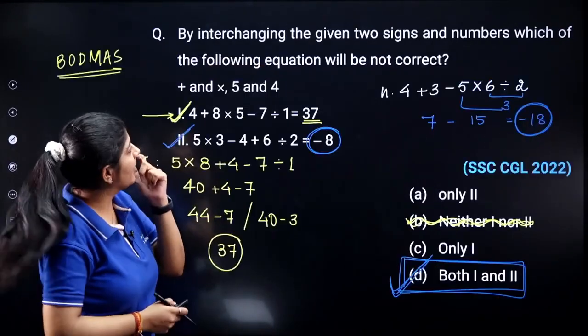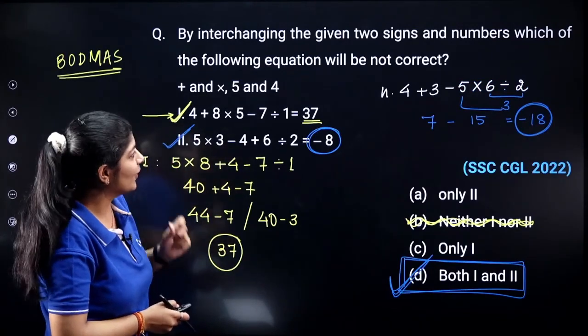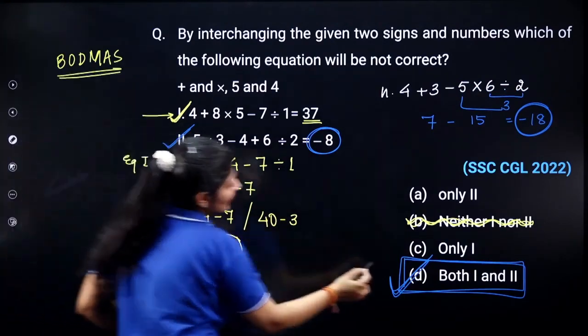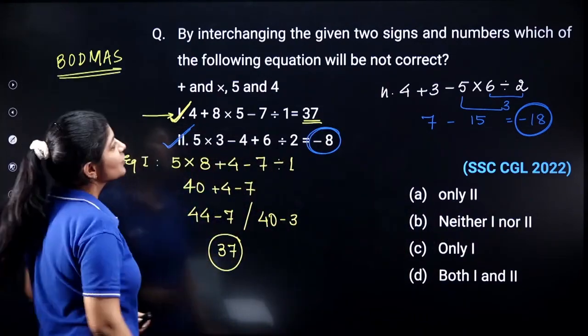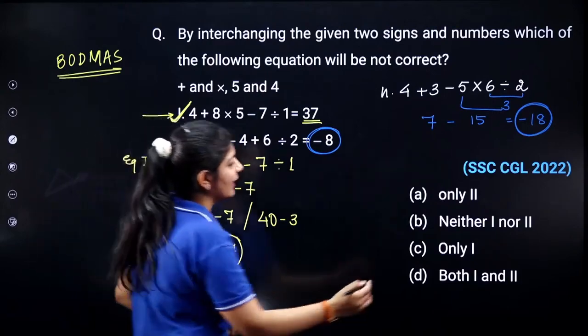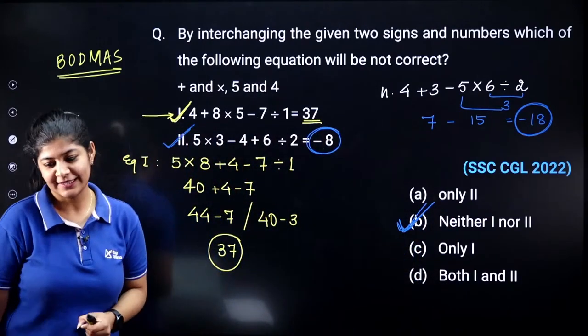Please read the question, ma'am. What we have to do? Not correct. Okay. That's my bad. So basically here what we need to do is find out the equation which is not correct. Basically both the equations are correct. So the correct answer over here is option number B, not option number D. That's my mistake.